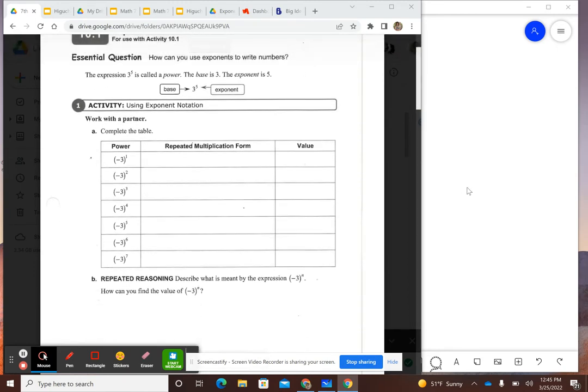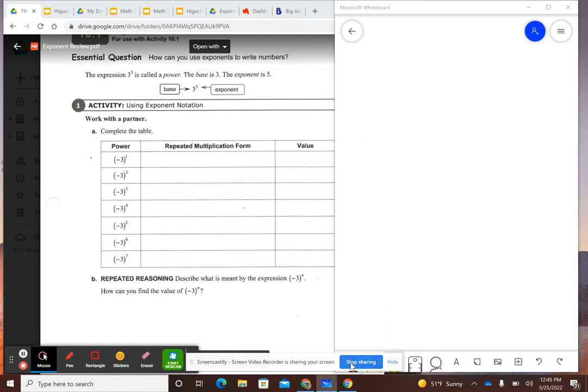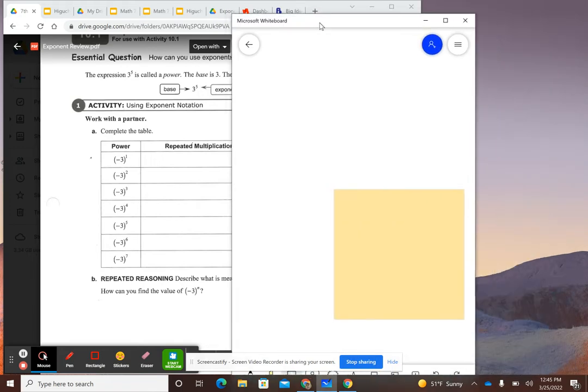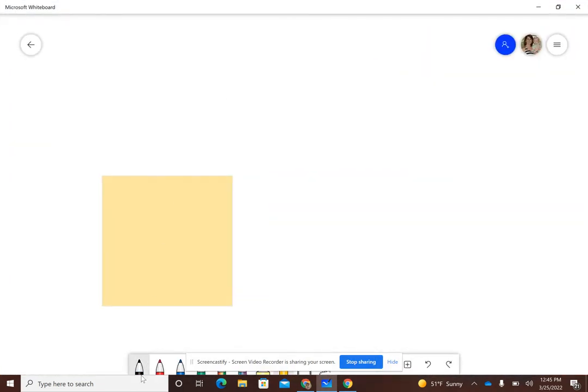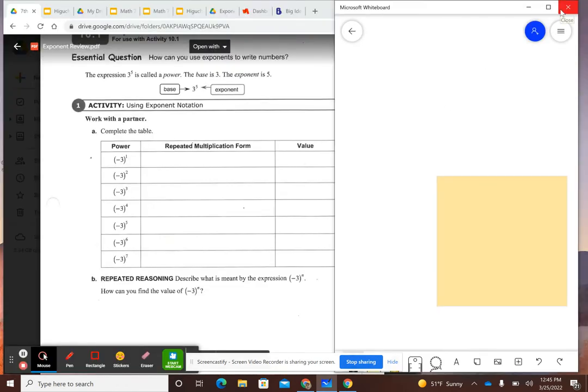And let's do a quick review of exponents and what is an exponent and how do you solve expressions with exponents. So I'm going to be using my whiteboard since I can't actually type onto the PDF, but you can follow along with me and do the work in your RPJ.